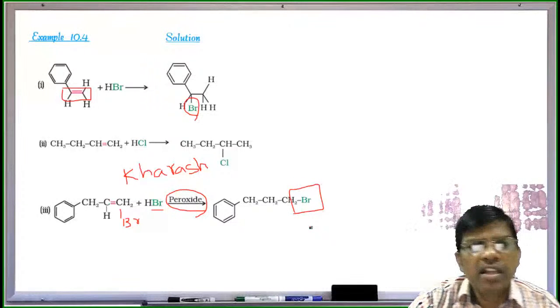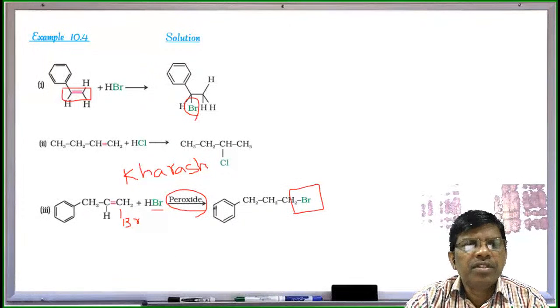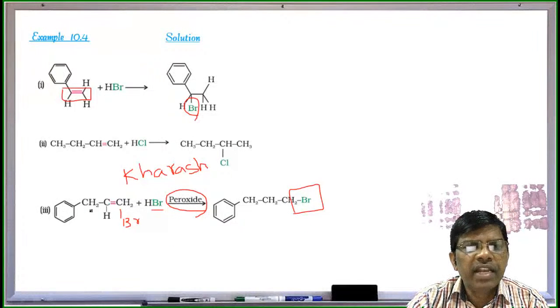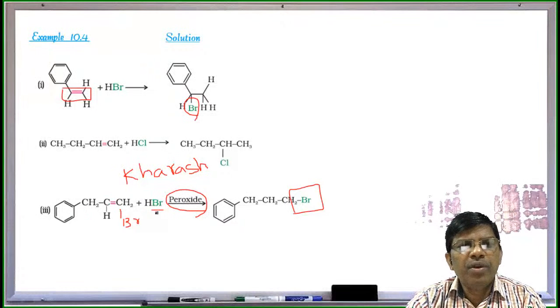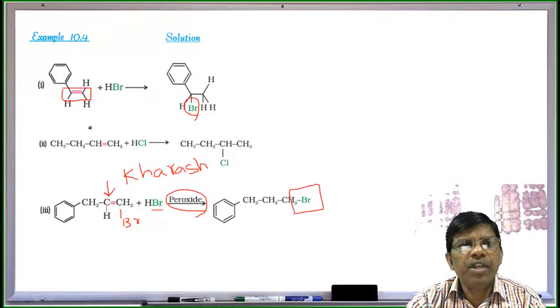Yes, it will be asked in so many entrance exams or in your exams. So suppose phenyl propene, if I use HBr in presence of peroxide, I am going to get this. And if I want to make bromine at this position, what do I have to use? Then simply use HBr, don't use peroxide. Then this is one question.